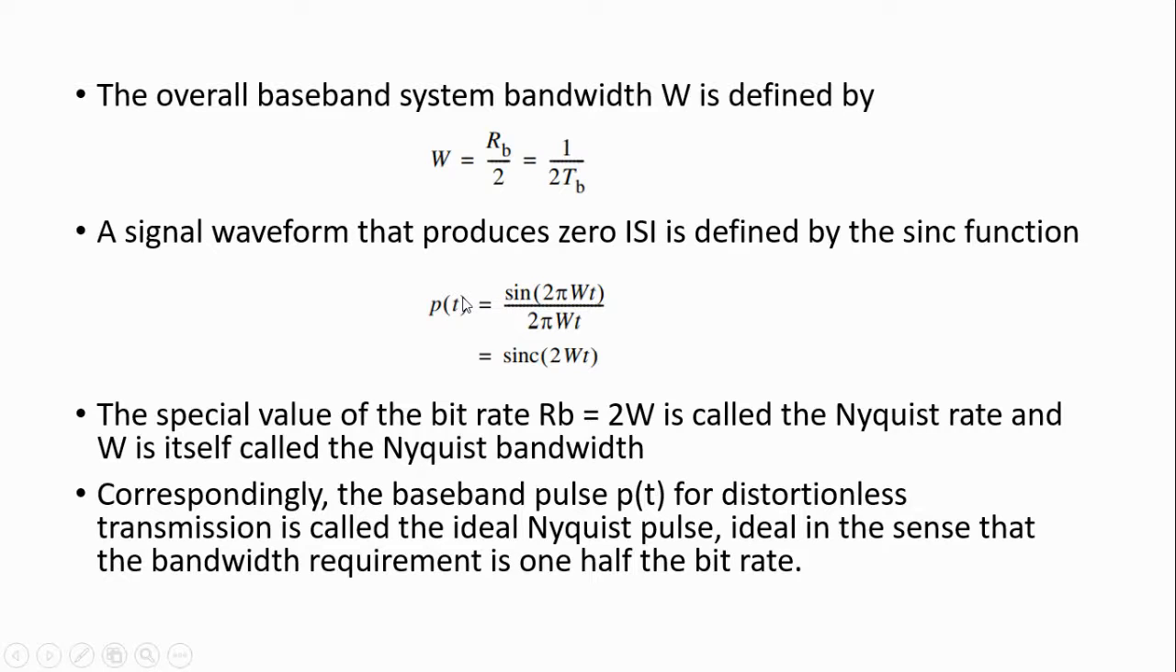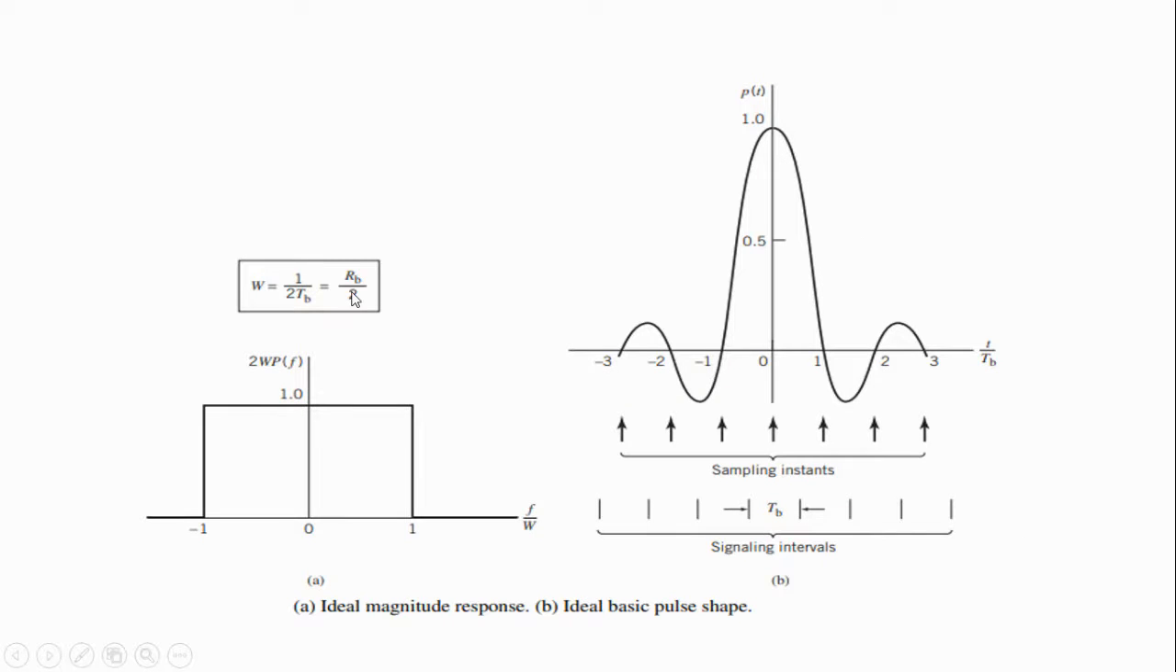The bandwidth requirement is equal to one half of the bit rate. And this is the function, P of f. It is the rectangular function, 1 divided by 2W, ranging in the limit from minus W to plus W. And this is the sinc function P of t. This is P of f and this is P of t.